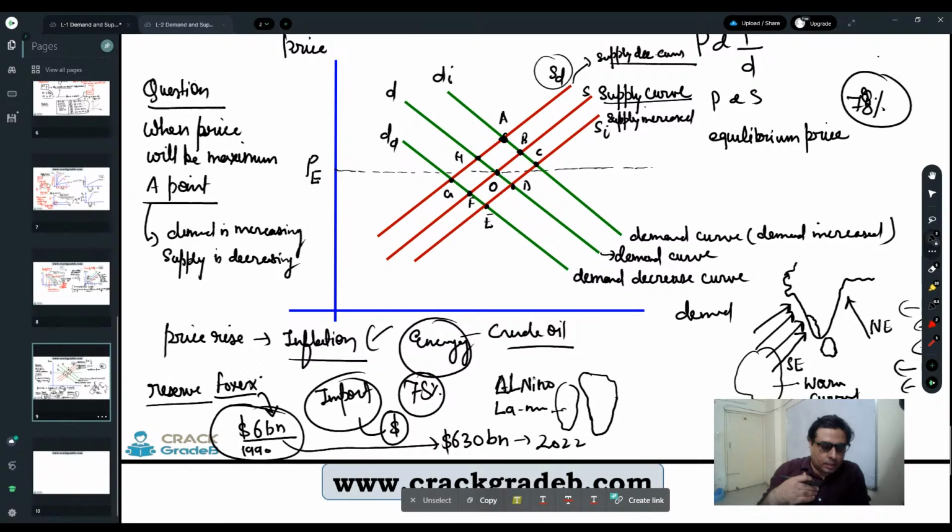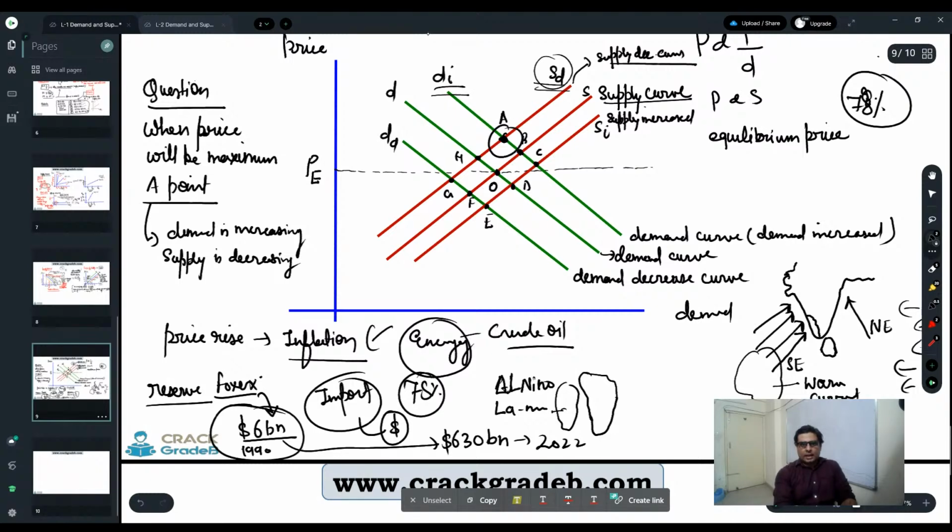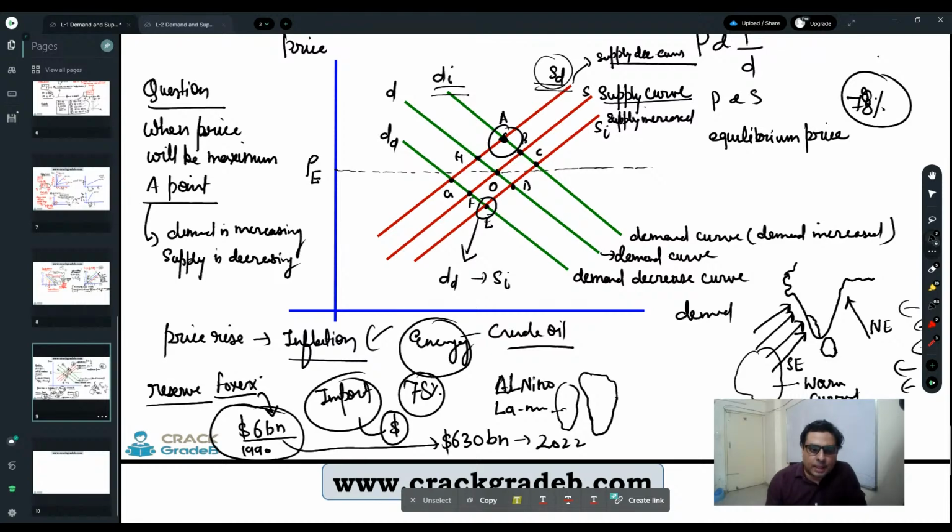So price in the economy, that is inflation, is very important. And with this diagram, we can see the changes in the price equilibrium. When the price is highest at point A, demand is highest and supply is low. Whereas the lowest price will be when demand is decreasing and at the same time supply is increasing. Right? So in this way, we can analyze the change in the price in the economy. I hope you got an understanding of this.